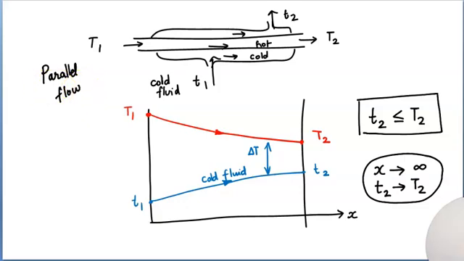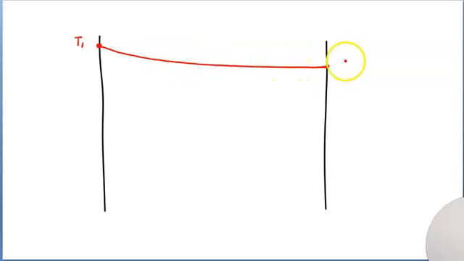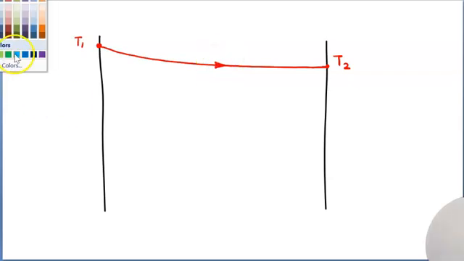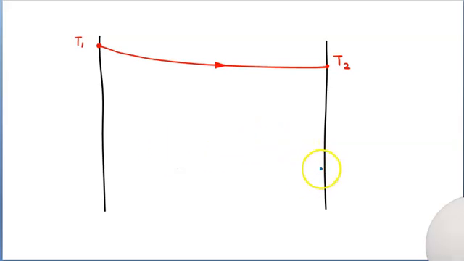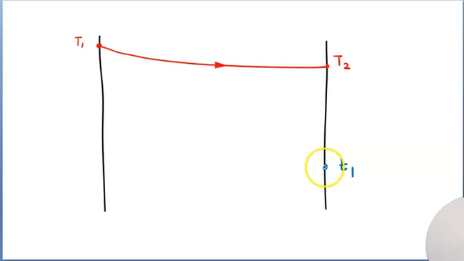Now if you look at a counter flow heat exchanger, the same double pipe heat exchanger, I am sketching the temperature profiles directly. Say this is the entry and that's the exit of the heat exchanger. The hot fluid comes in at temperature T1 and its temperature continuously decreases, going to T2. The cold fluid enters the heat exchanger from the other side, in the opposite direction to the hot fluid, and its temperature rises.